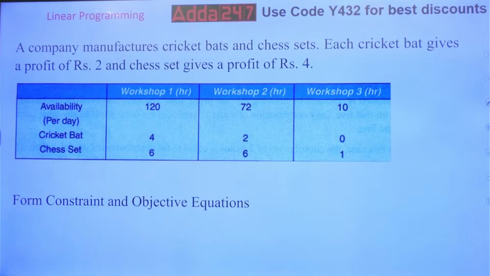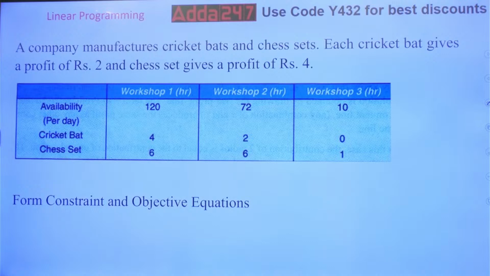What is the availability? Workshop 1 has 120 hours total available. In these 120 hours, I'll have to manufacture cricket bats and chess sets both. Workshop 2 has 72 hours, for cricket bats and chess sets together. Workshop 3 has 10 hours, again for cricket bats and chess sets together.